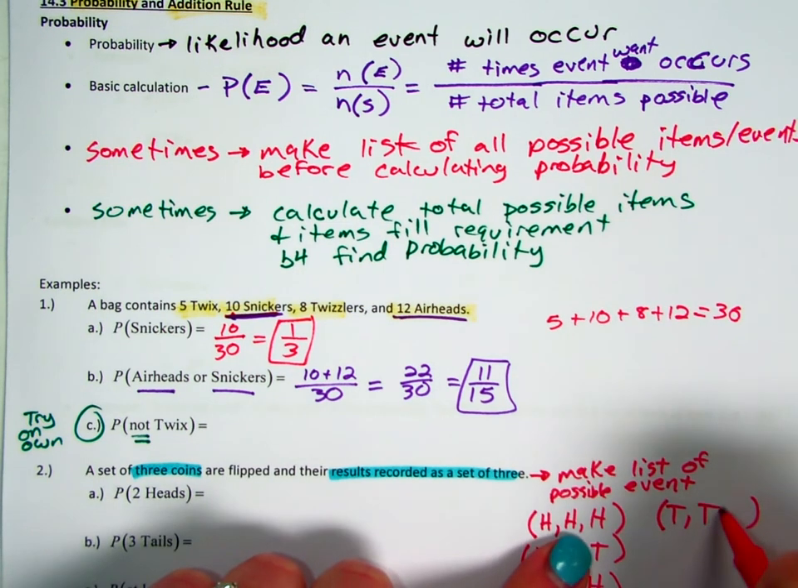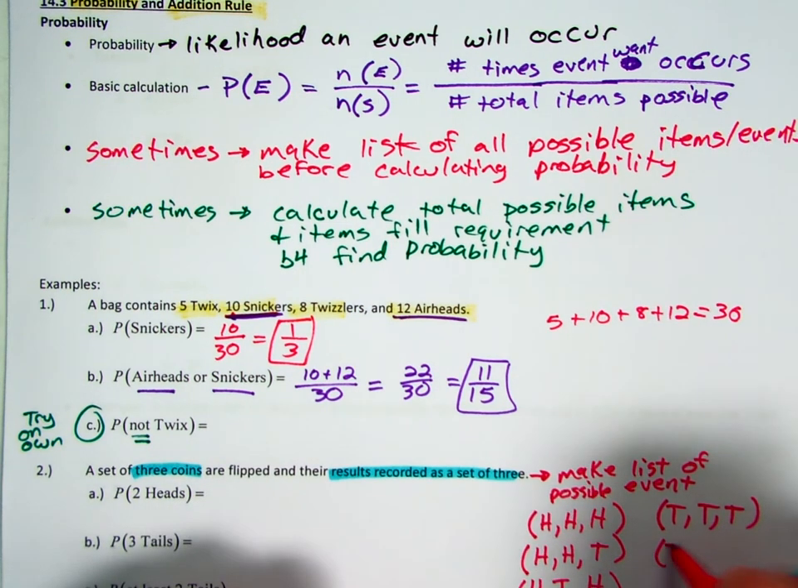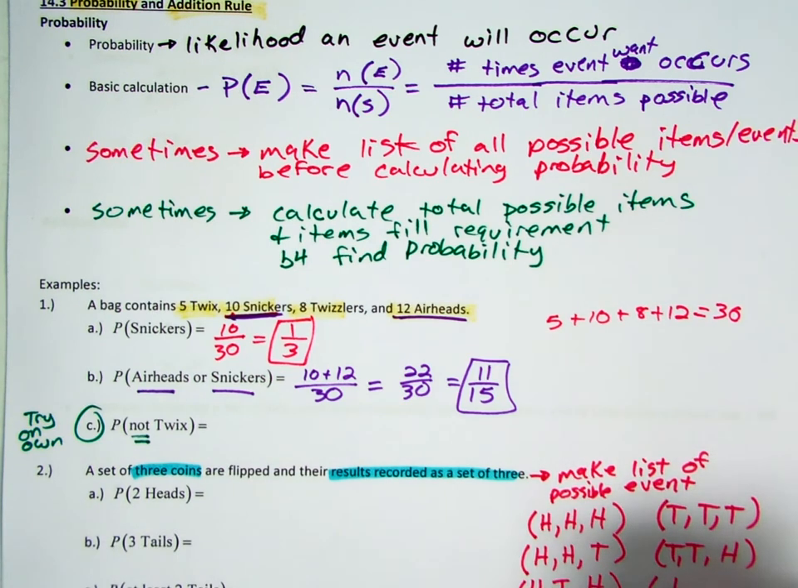So tails, tails, tails. The first 2 are tails and the third one is a head. The outer ones are tails and the middle one's a head. Or both of the end ones are heads.